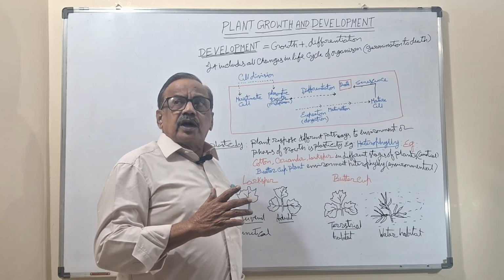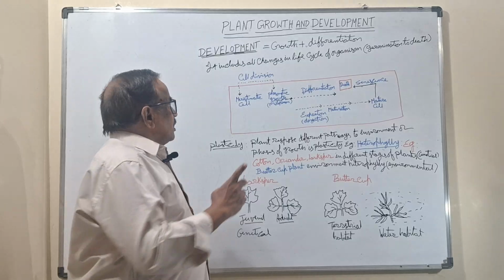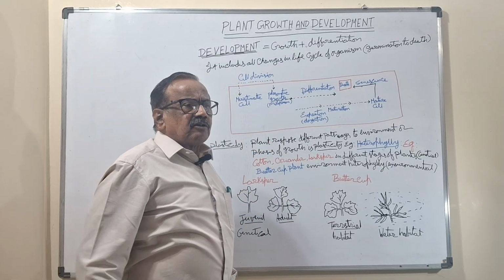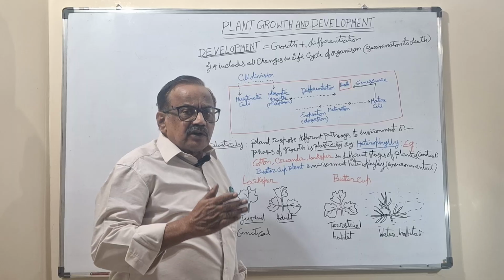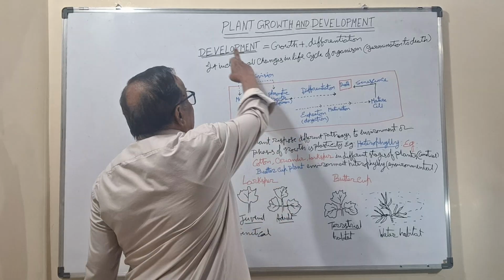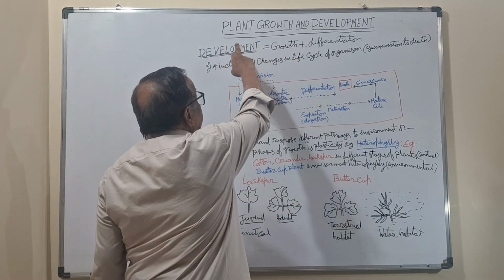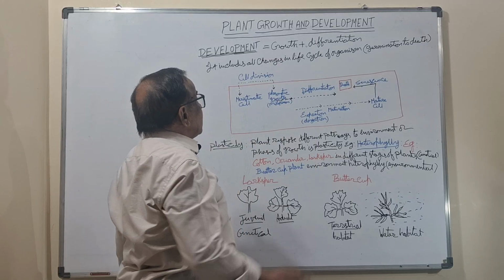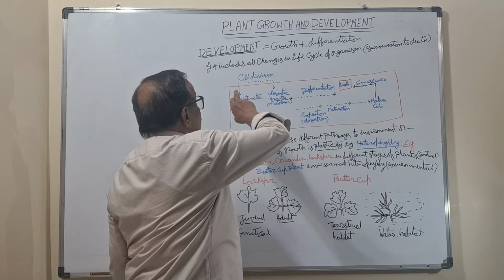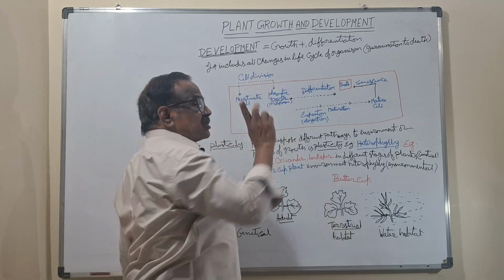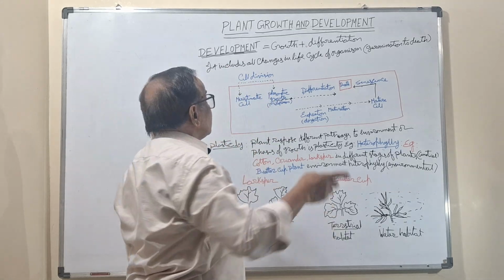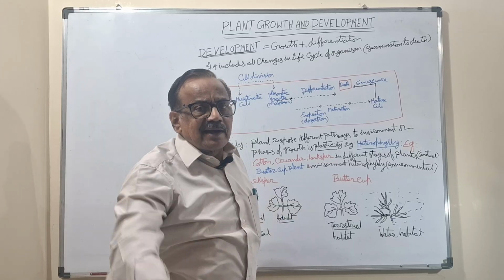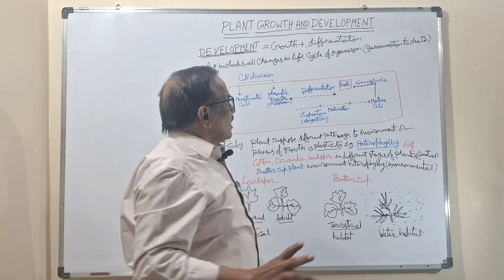Here in this video, I am going to explain plant development. This is one of the parts in the chapter heading, plant growth and development. Here, what does growth mean, and what is development? In the starting introduction itself, it has been given very clearly that growth plus differentiation is called development.